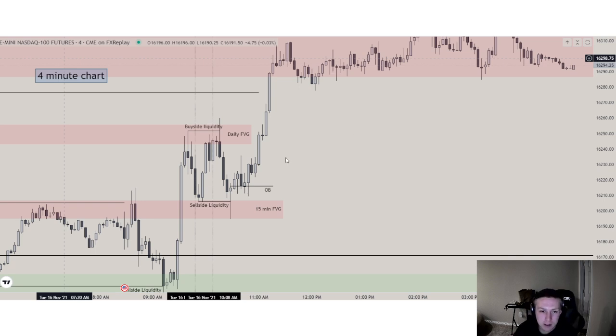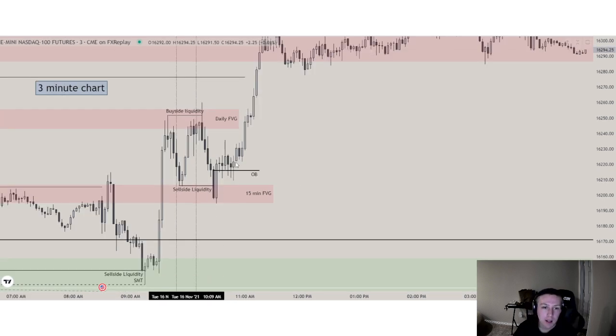Within that 15-minute inverse fair value gap on that daily order block level, that is what makes this high probability. All right, here's the 3-minute chart as well. Pretty much doing the same thing.